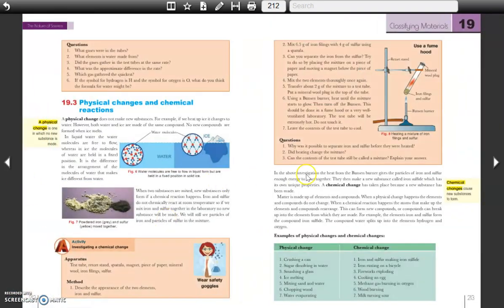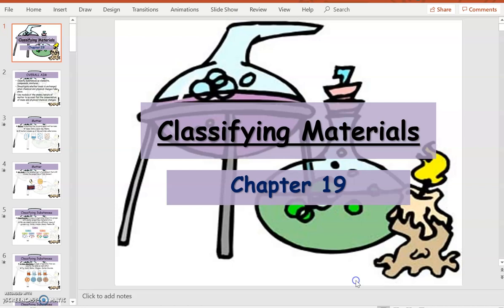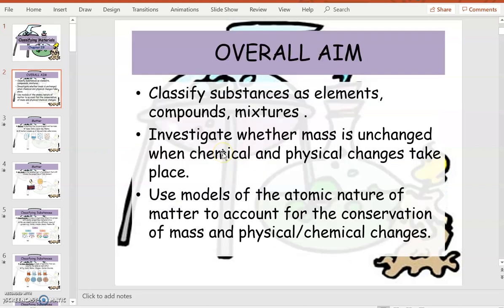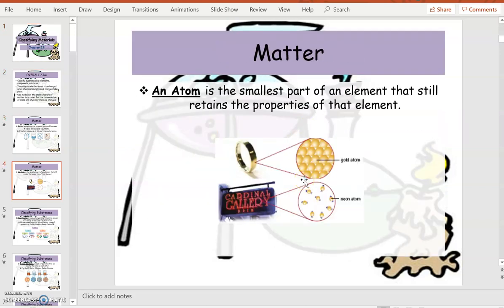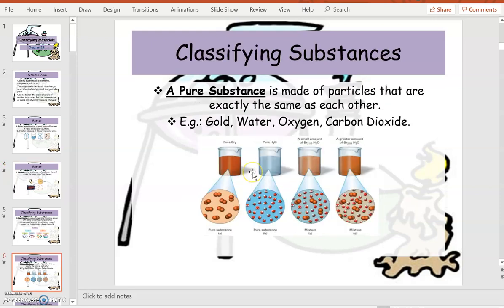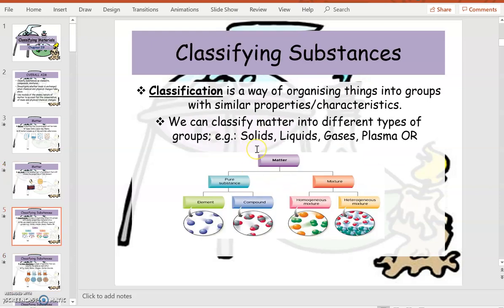Now the chapter deals with it pretty well, but there is a PowerPoint that I've put in there on your classroom materials on Schoology called Classifying Materials Chapter 19. And this goes through matter against the solids, liquids and gas, which we've spoken about, what an atom is, smallest particle, and then getting into classifying these substances.